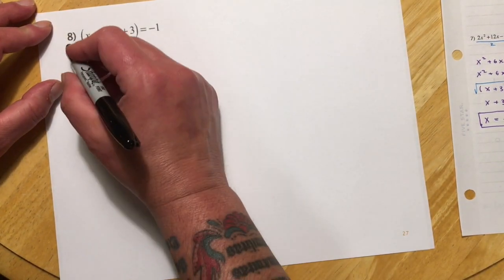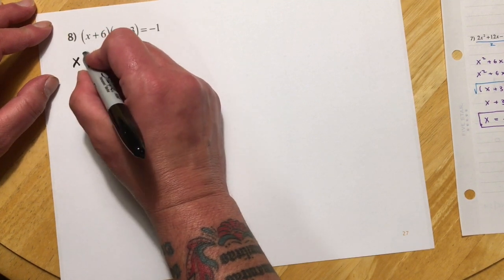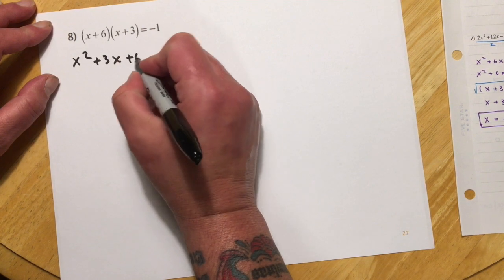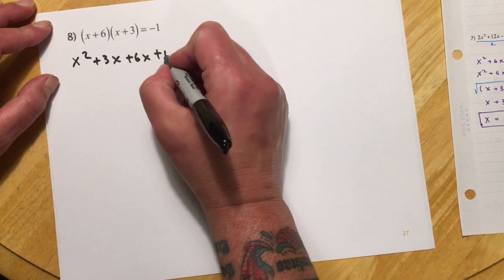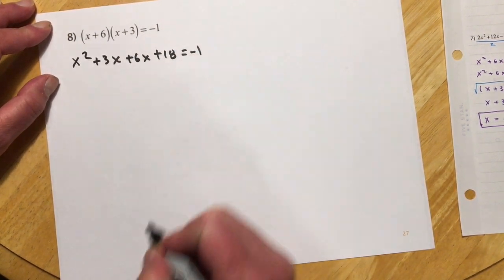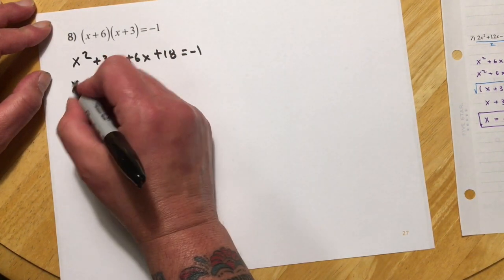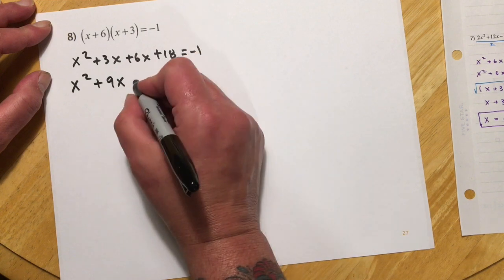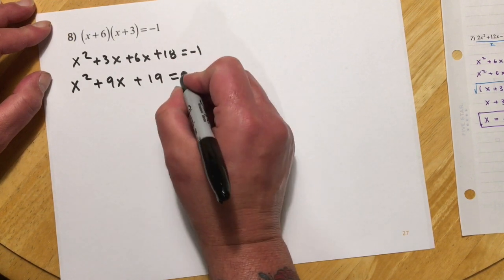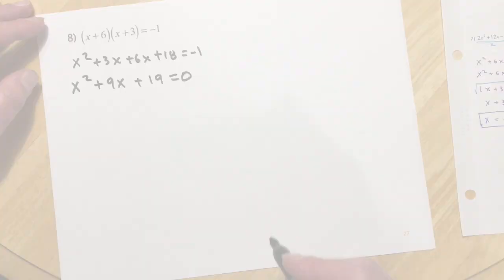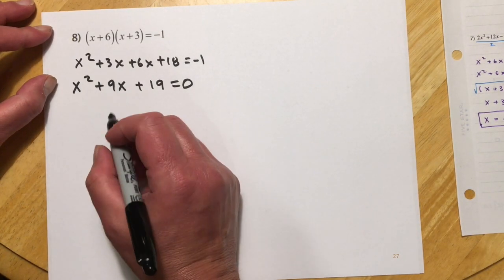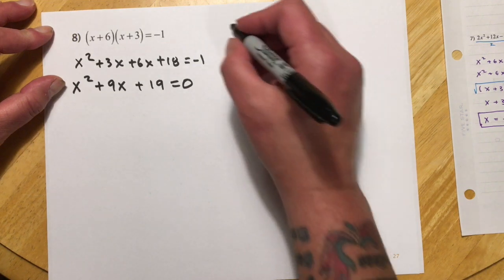Here we need to do a little FOIL, so x times x is x squared. Outside I get 3x, inside I get 6x, and then at the end I get 18 equals negative 1. Collect terms, so it'll be 9x, and then adding this over I'm going to get plus 19 equals 0. And then this is 1, but that's odd, so I'm going to do the quadratic formula.